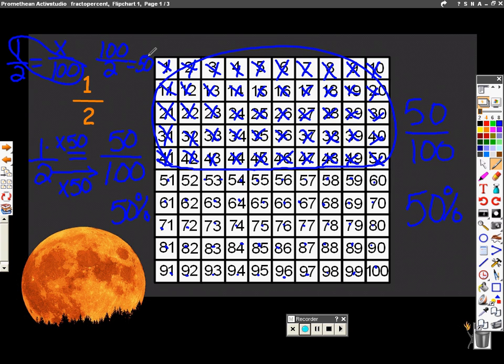Okay, and the reason why is percent is based out of 100. I use my 100 charts. I want 1 out of every 2 numbers. I want half of the numbers, so half of the numbers would be 50.